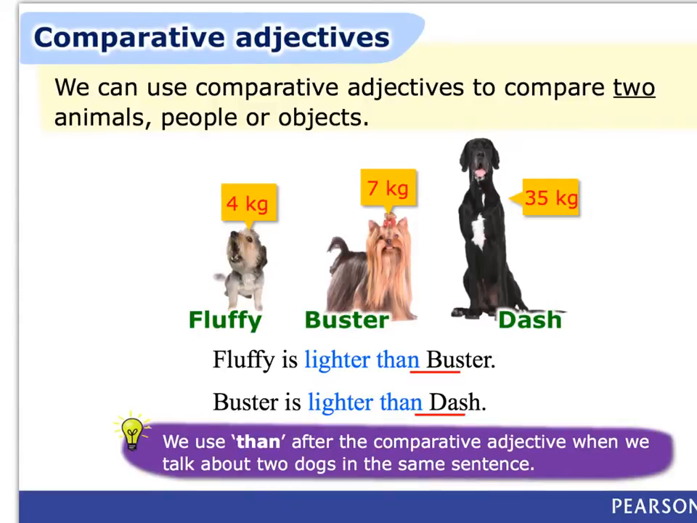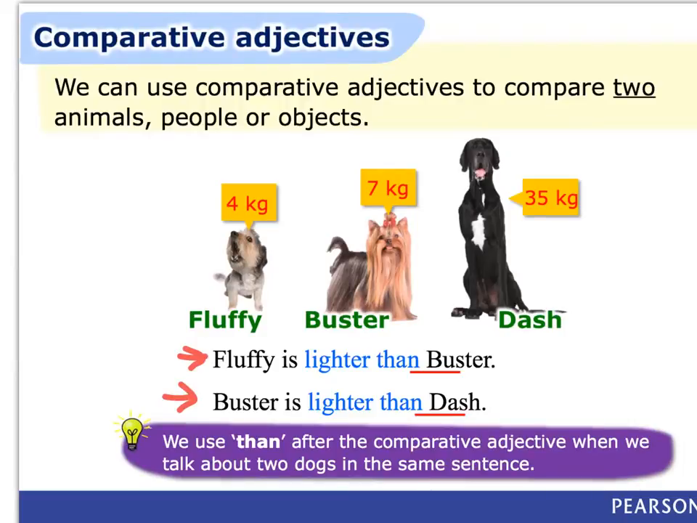We use comparative adjectives to compare animals, people, or objects. So let's look at the picture here. We have 3 dogs, Fluffy, Buster, and Dash. In each sentence, we're only comparing 2 dogs.